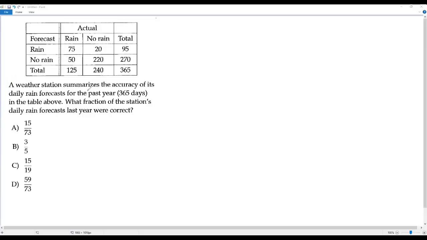A weather station summarizes the accuracy of its daily rain forecast for the past year. That is for 365 days in the table above. What fraction of the station's daily rain forecasts last year were correct? Okay, now let's go to the table. We have a total of 365 forecasts.